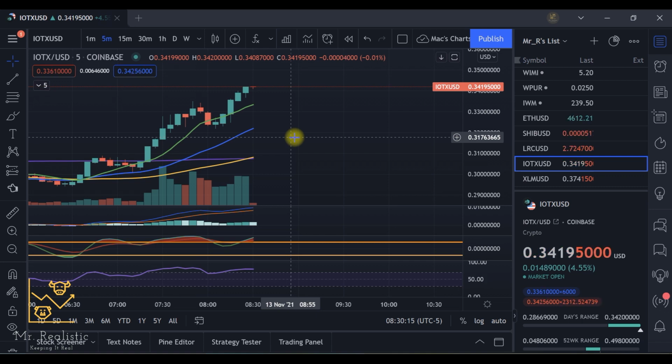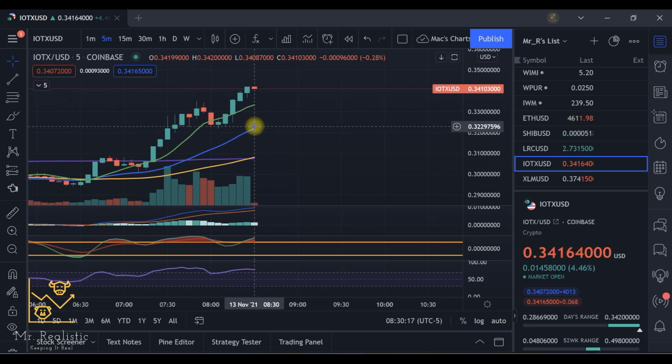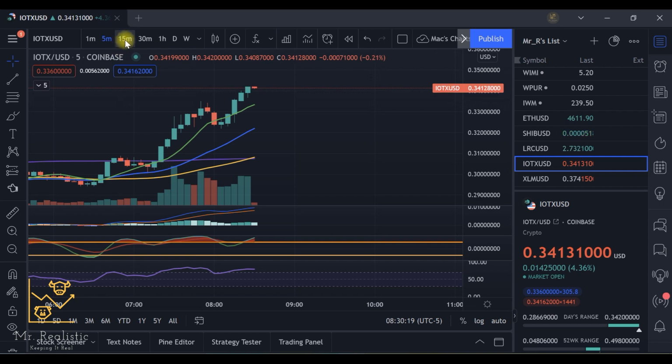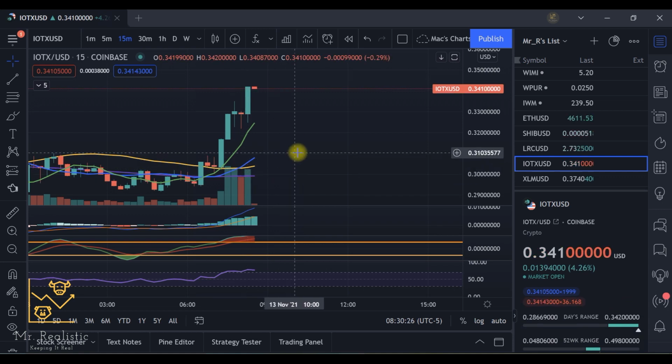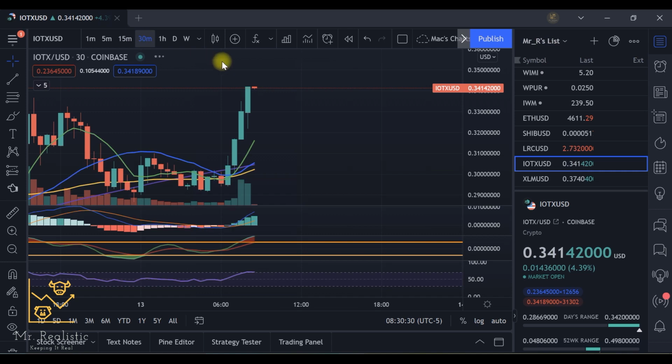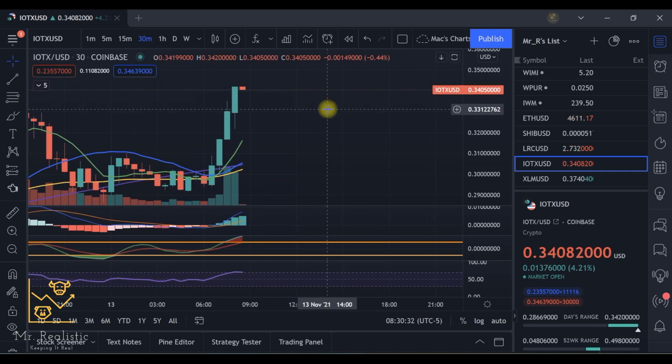So, yep, we're officially in the 3/4s. Good here. Let's check the 15, more pronounced. What we want to see is these ones start to curl up with the 8 and 21. Let's look at the 30-minute. All right, 30-minute, there it is.